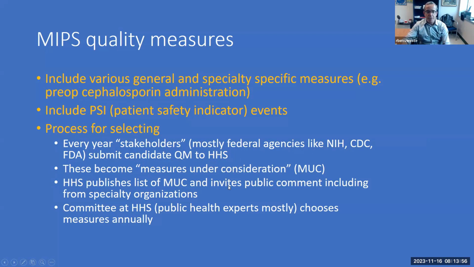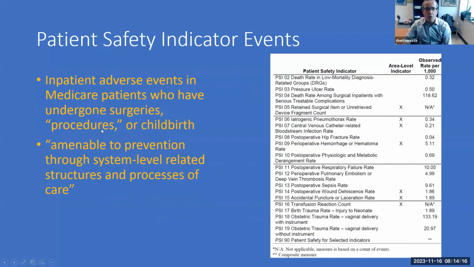HHS publishes a list online and invites public comments, including, for example, medical specialty organizations. And then every year there's a committee, again, as far as I know, very few clinicians. It's mostly public health experts and epidemiologists who choose which measures will be measured for the coming year. So what are these patient safety indicator events? These are inpatient adverse events. They have to happen during the hospitalization. They are only tracked for Medicare patients, not other patients, who have either undergone surgeries, procedures.